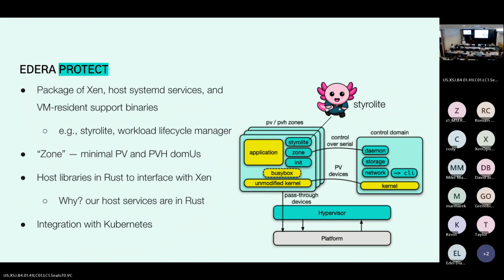Since we don't run guests in the traditional sense, meaning we have a simple kernel and a few support binaries with no persistence, we call this a zone. We're a Rust-first company, and so all of the components that we have, both in the zone and in the control domain, are written in Rust. That means we can't easily take advantage of the implementations like libxl that are in C. And so we've rewritten those components in our stack also in Rust, specifically those parts that make hypercalls into Xen.